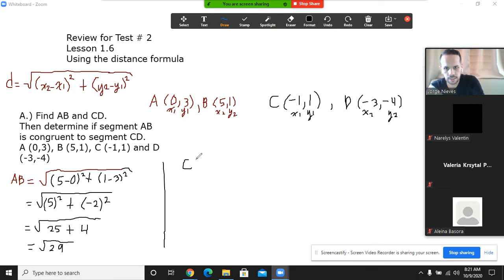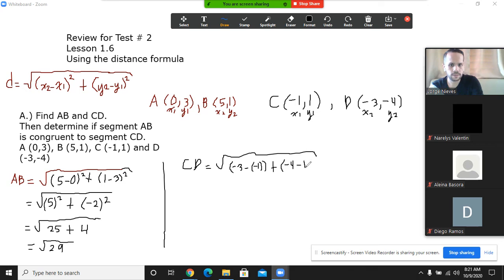It's going to be segment CD, and we're going to plug this into the formula. So in the first part we have x2 minus x1, that is -3 minus -1. So it's going to be, students, -3 minus -1, okay, plus y2 minus y1, that is -4 minus 1. And you have to evaluate those to the square, okay? So it's going to be like this, okay?